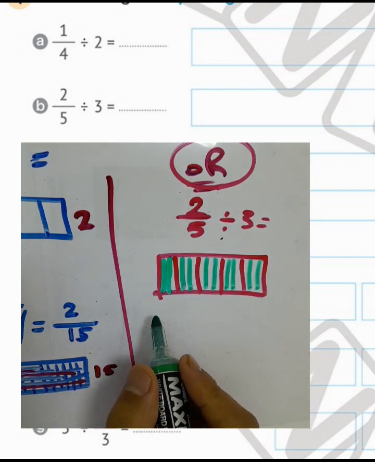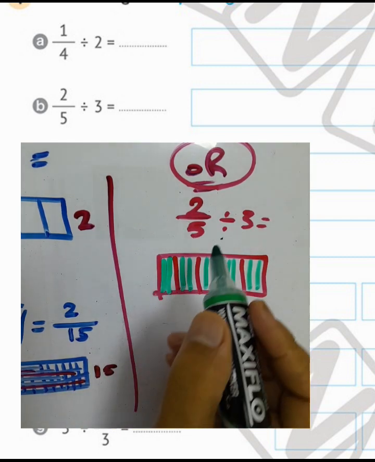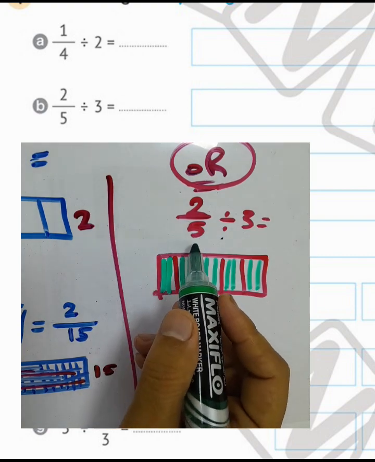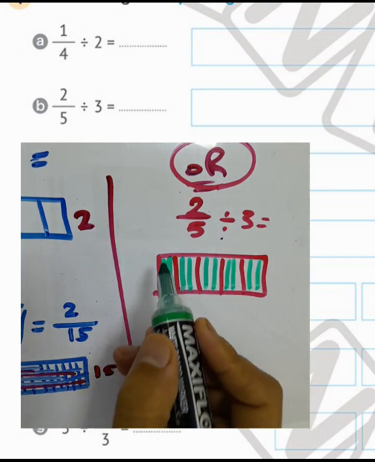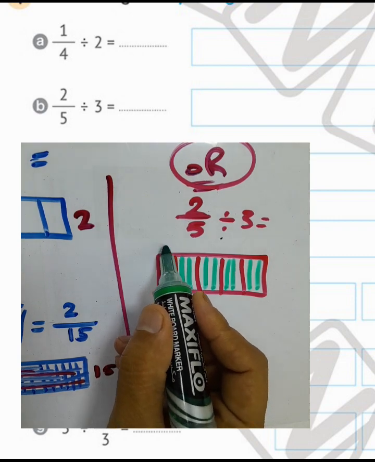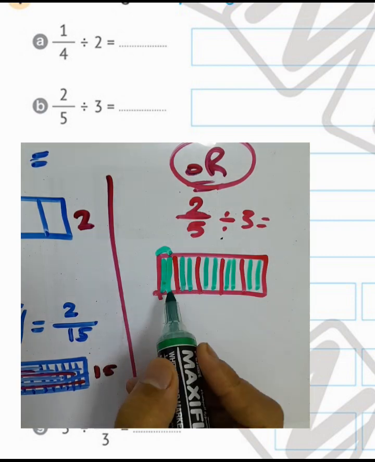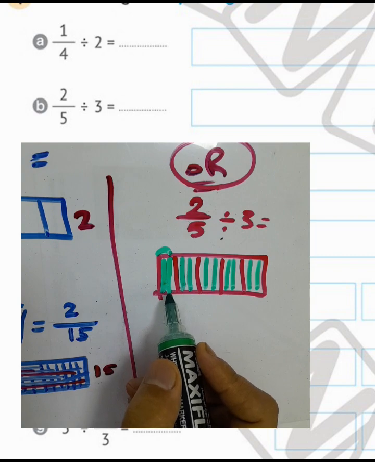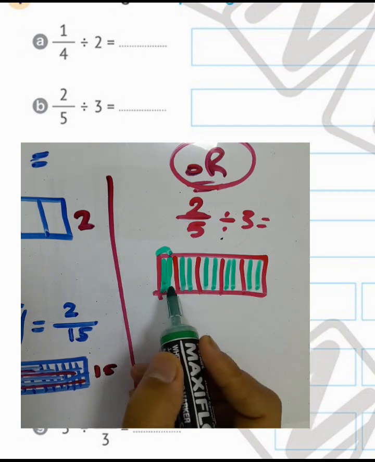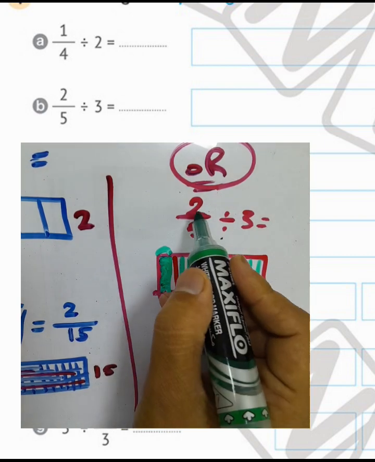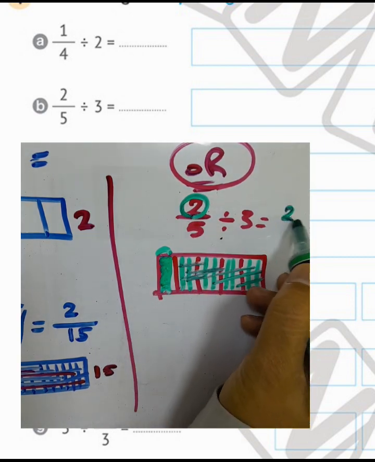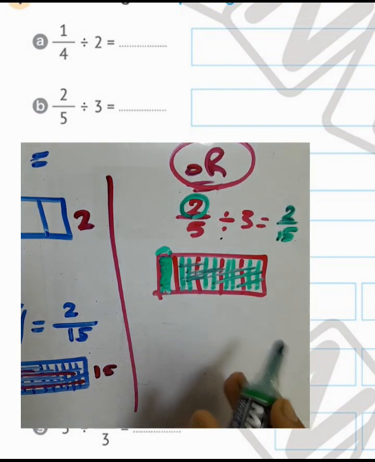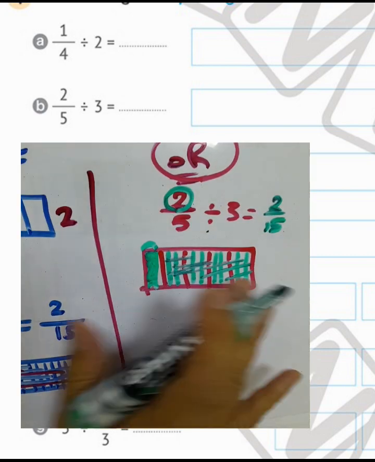Okay, and then how many parts are there here? 2/5 divided by 3. Count with me here. We have 2 parts colored from the total. The total number was 15. So we have 2 over the total number. The result will be 2/15. Okay, you can solve this example by this method or the other method.